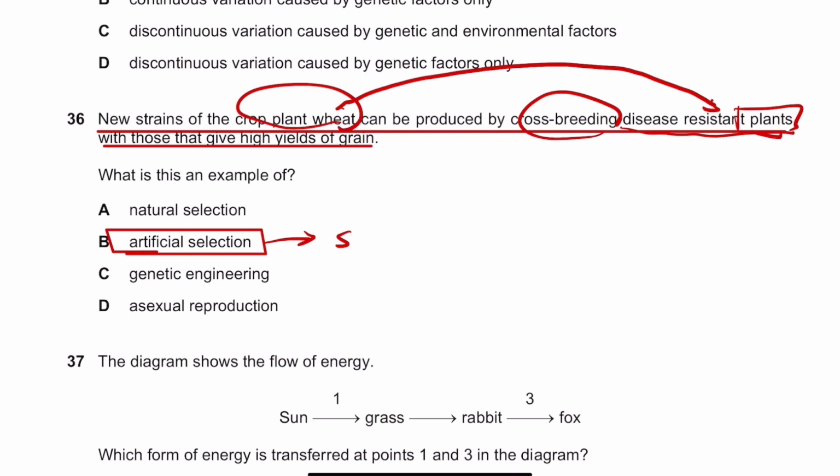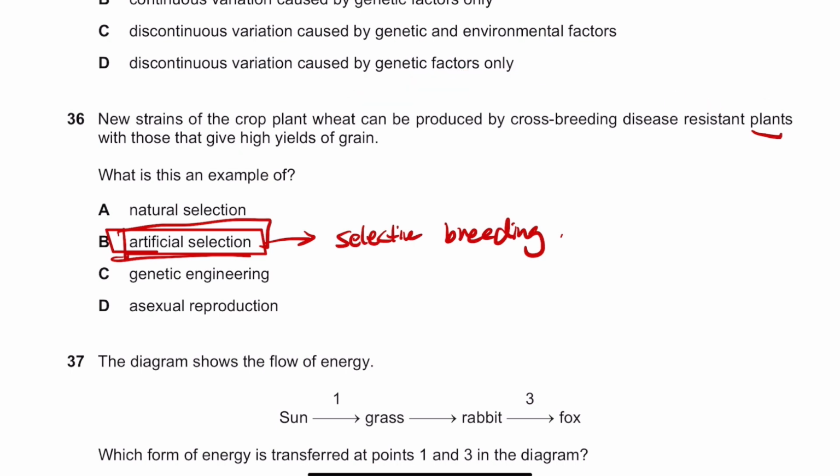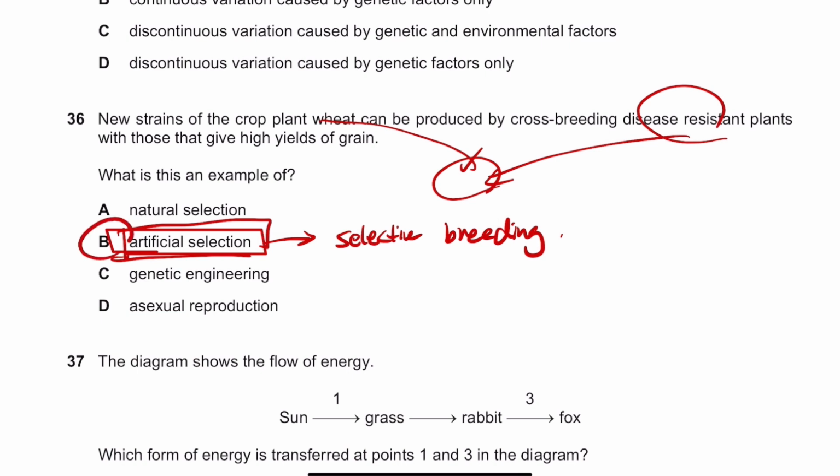Artificial selection is formed by selective breeding. So selective breeding leads to artificial selection, and all these new strains of crop plants gain an ability. Actually, they don't actually gain ability, they're offspring. Their offspring will gain the ability to become disease resistant. Okay? So the answer should be B.